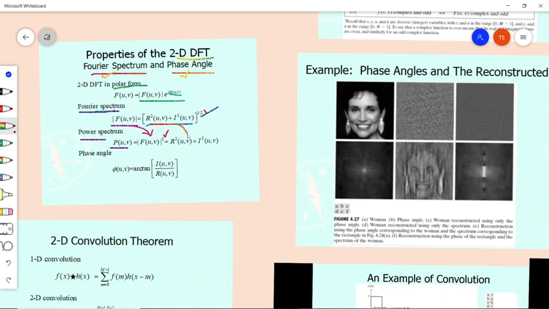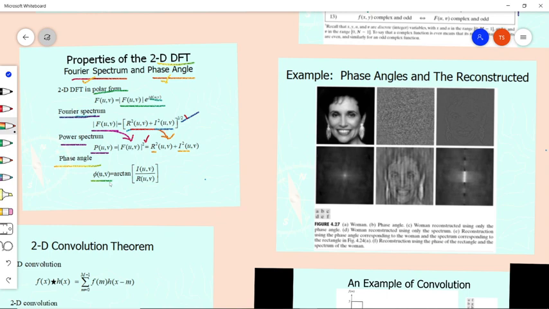So R squared of u, real part of u,v plus imaginary part I squared of u,v. Phase angle: now we are defining the phase angle. How much do we have to rotate? That is phi of u,v, equal to arctan of the imaginary part I of u,v by the real part R of u,v.